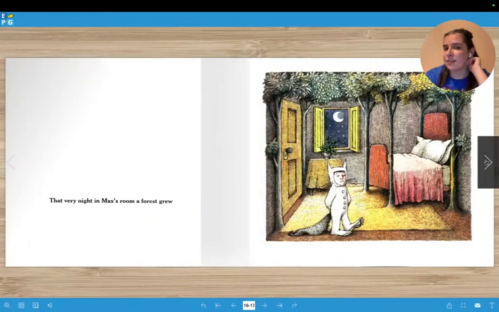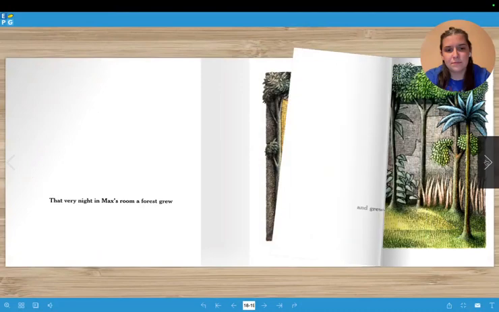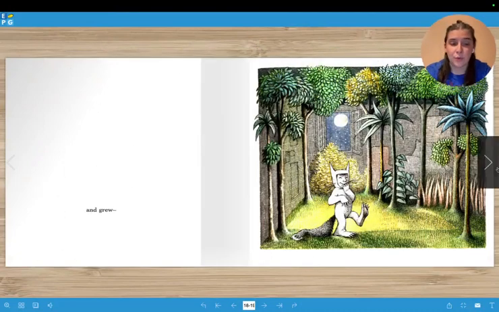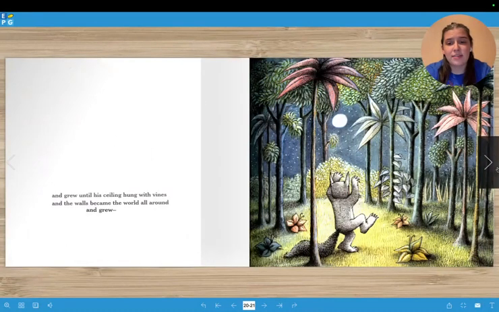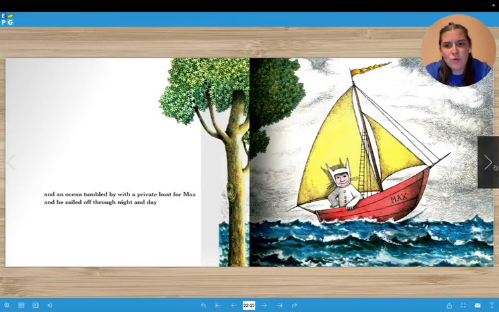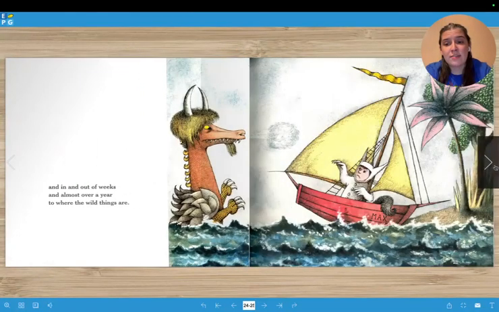That very night in Max's room, a forest grew and grew and grew until his ceiling hung with vines and the walls became the world all around and grew. And an ocean tumbled by with a private boat for Max, and he sailed off through night and day. And in and out of weeks and almost a year to where the wild things are.